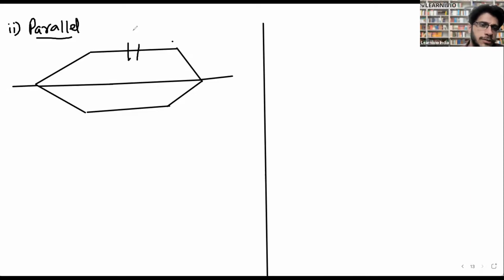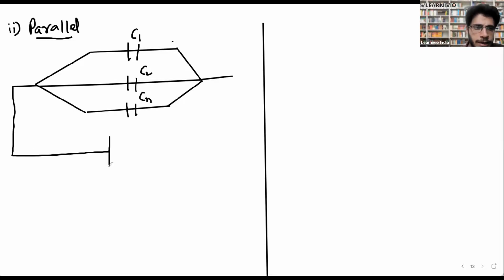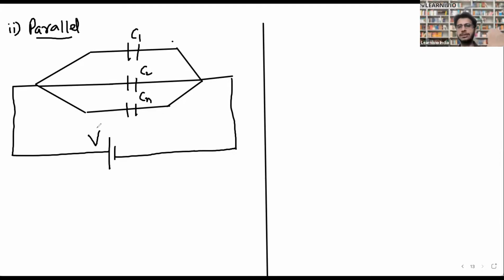So this is one capacitor C1. This is another capacitor C2. You have another capacitor Cn. All these capacitors are connected to a cell. The voltage of the cell is V. See, in parallel combination, if you check, all capacitors are connected end to end. That means they all have the same voltage.